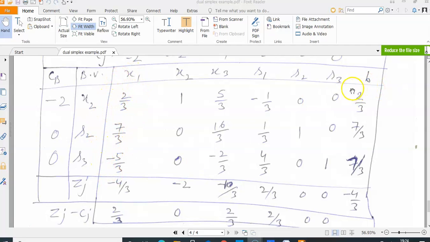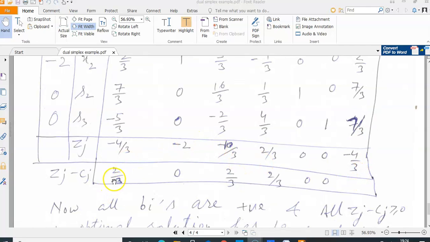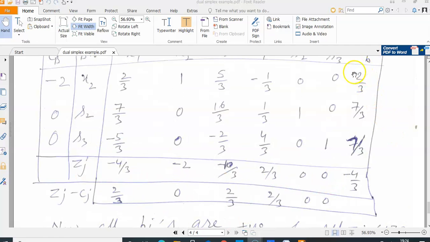I have written here the values of the basic variables: 2 by 3, 7 by 3, 7, 5, 3. And again, if we find the Zj minus Cj values, these are positive, as well as all the basic variables are positive. Hence, the solution is optimal and feasible, and we stop here.